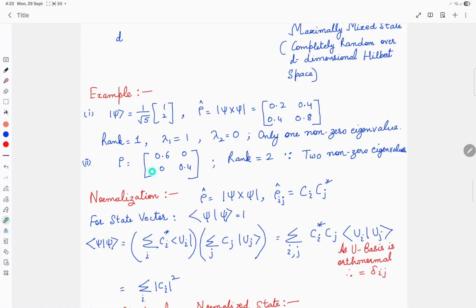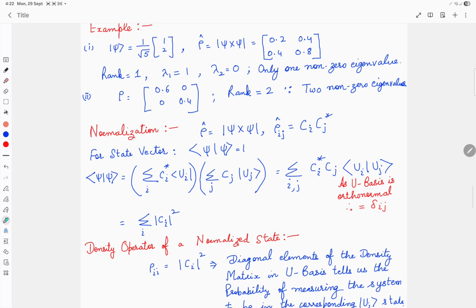Now let us take the second case in which the density matrix is given, and this has rank 2 because there are 2 eigenvalues. For this, if you calculate the eigenvalues of this matrix, you will get 2 eigenvalues. Therefore the rank is 2. So therefore this is not a density operator for the pure state.